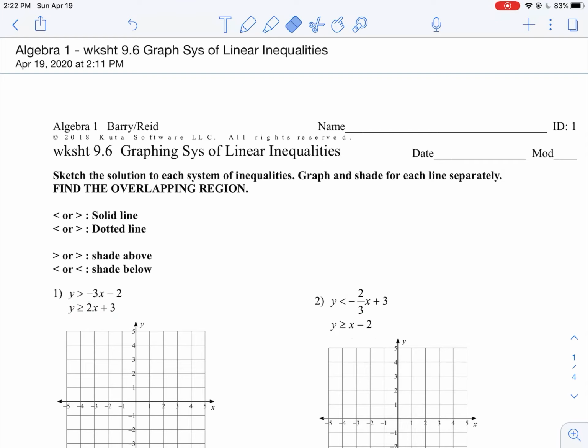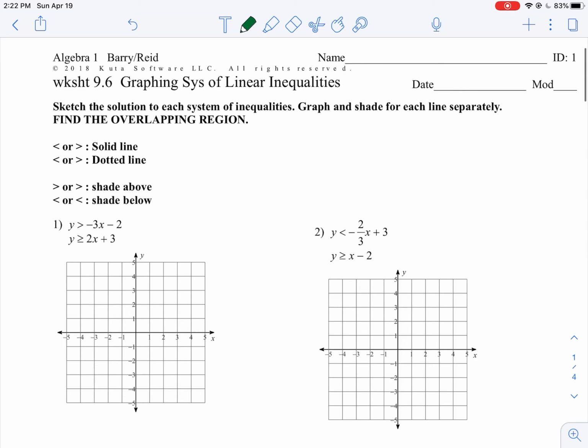If you need help on graphing, I suggest you go back to the last video on 9.5, because I'm kind of not gonna rush, but I'm just gonna graph these quicker so I can talk more about the shading that needs to go on, because that's really the new part from 9.5 to 9.6. One is graphing two lines on the same graph, and two is where to shade. Okay, so let's get started.